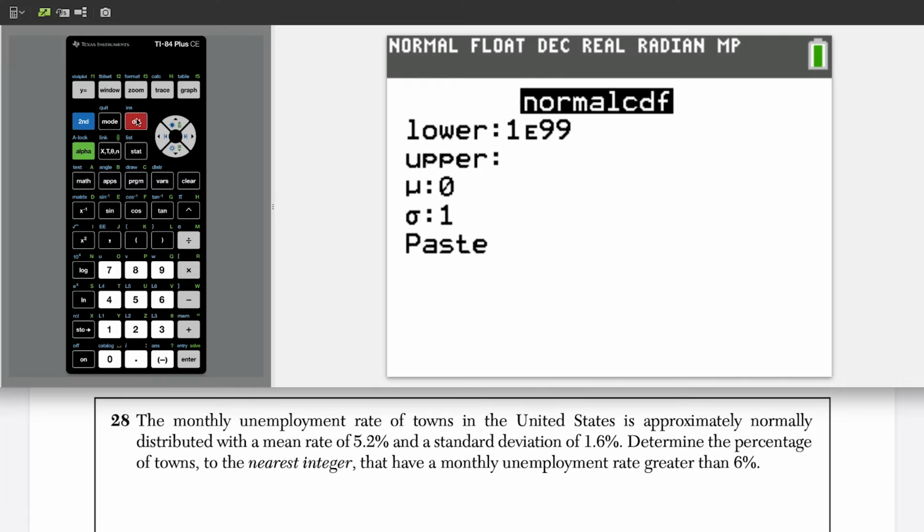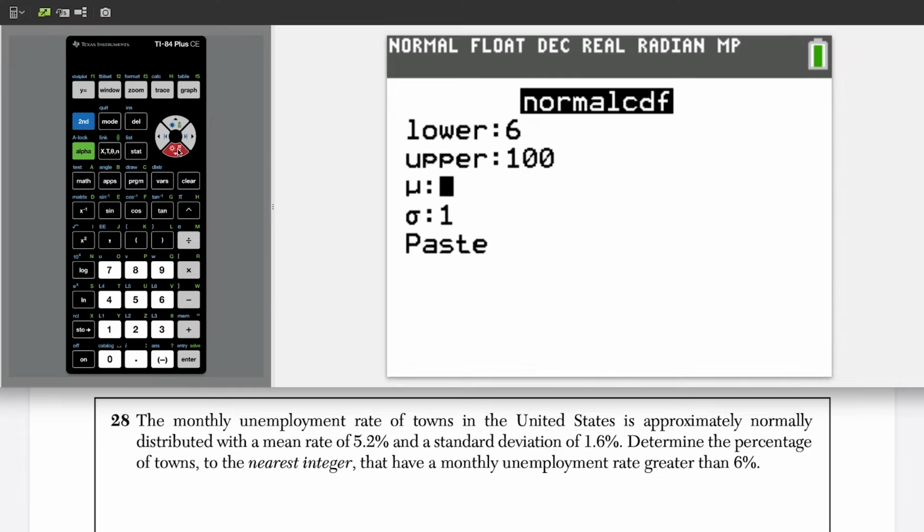So our lower bound is going to be 6, and then the upper bound is the maximum. Let's pretend that there was a 100% unemployment rate, so the upper would be 100 then. That's pretty much unrealistic. I mean, that would be the end of civilization if everybody was unemployed, but that's the idea. We can make the upper bound in this case as ridiculous as possible.